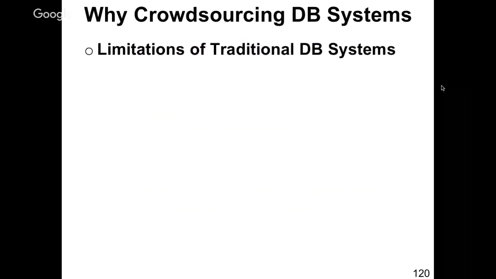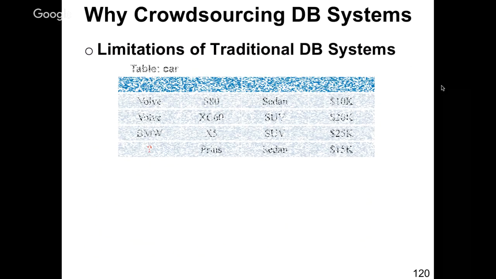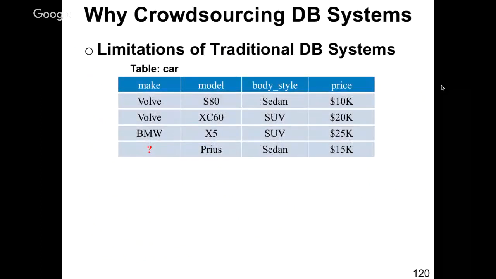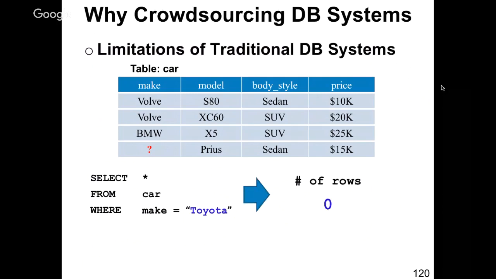First, I will mention a little bit about the motivation of crowdsourcing databases. Although existing traditional database systems have been successful for many years, there still exist limitations for them. Here is an example. The first limitation is about data missing, which is very common in modern applications. Suppose we have a car table and we have a SQL query that wants to get Toyota cars. And unsurprisingly, this query will get nothing, right? Because the make information of the first record is missing.